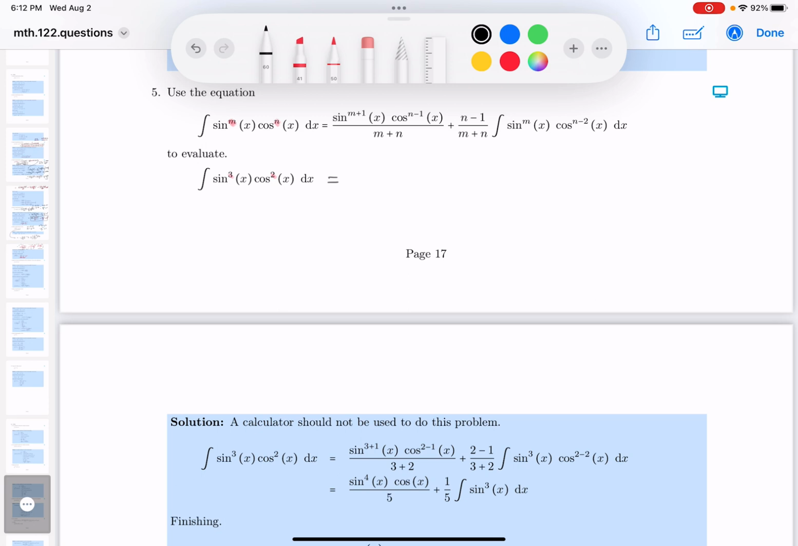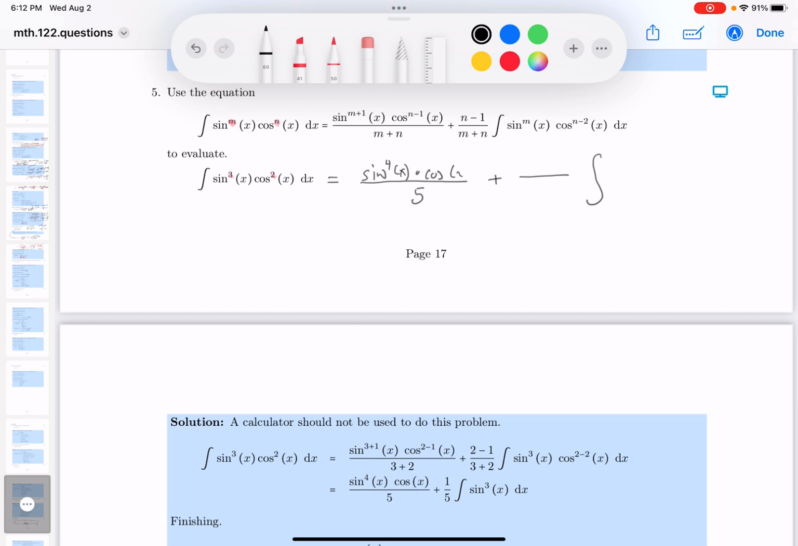So what's going to be? Let's write this over here. I'll try to be real careful in writing this stuff down. What goes on the bottom is m plus n. Well, m plus n is 3 plus 2, which is 5. And then what do you get over here? Well, you're going to get sine to the m, which is 3, plus 1, so sine to the 4, times the cosine. Now, this is going to be n. Well, n is 2, and 2 minus 1 is 1.